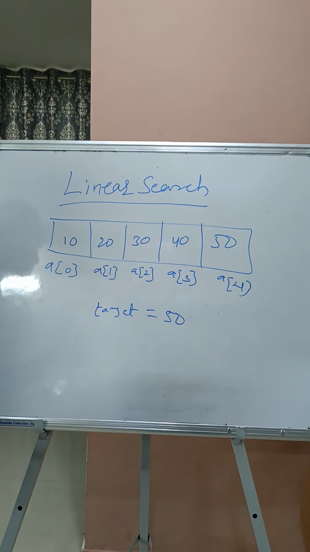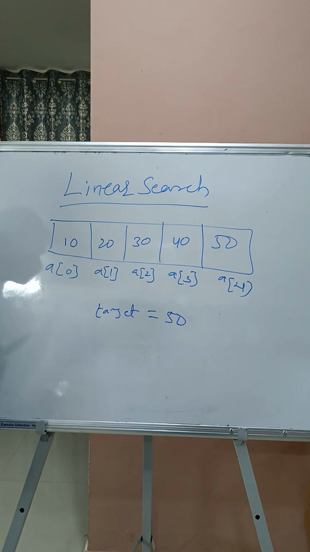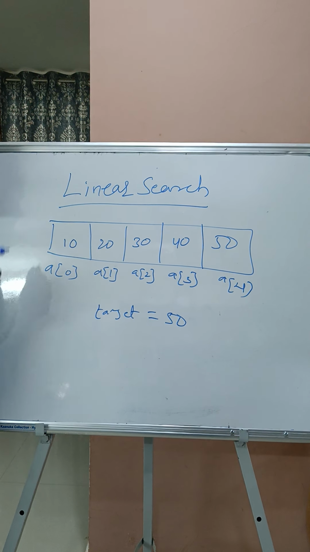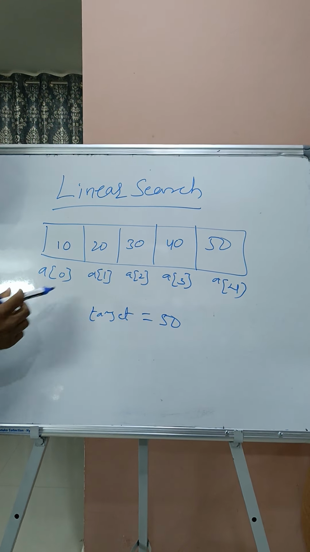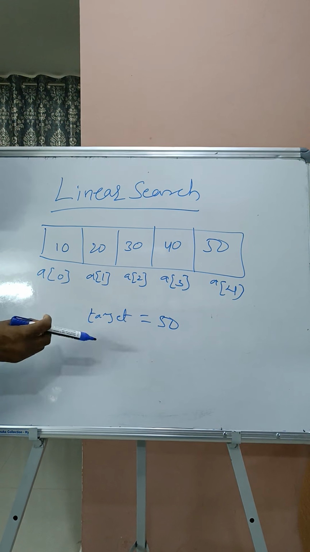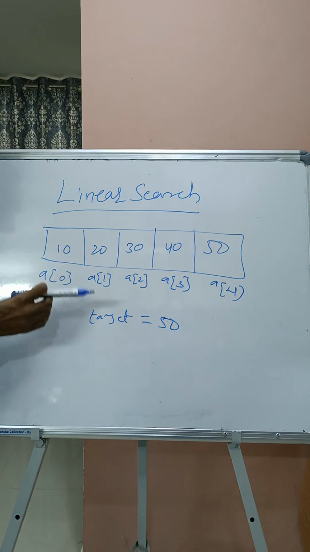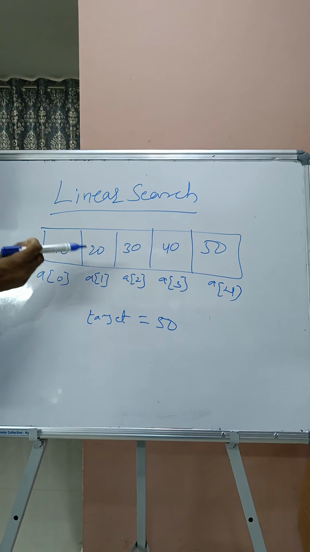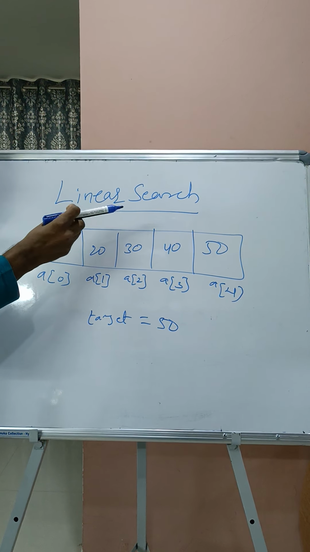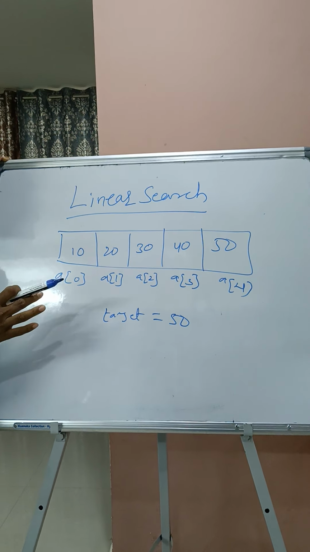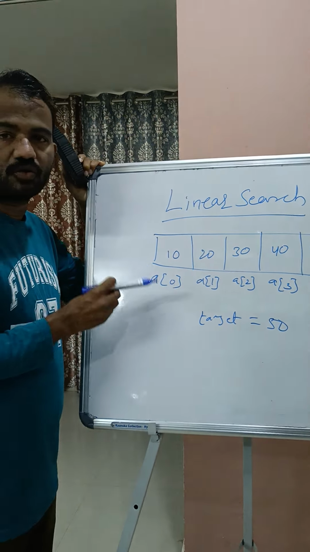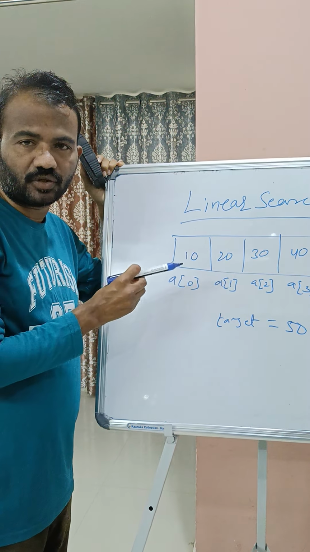Our target is to find whether this element is present in this array, and then display the position. What is the position? 4. So the target output for this example is: the target element 50 is present in position 4, right? So what are we going to do here?